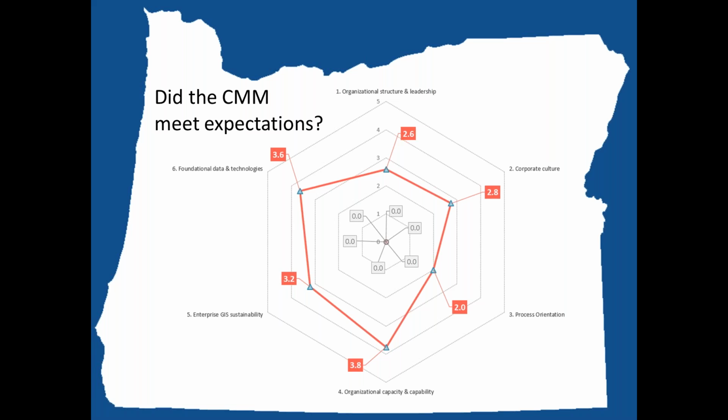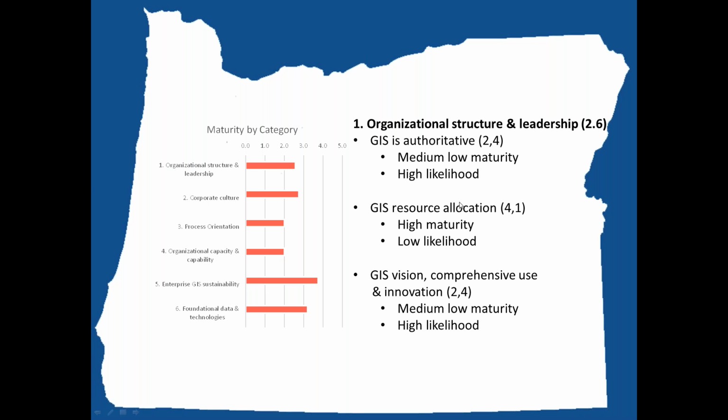And so what I'm going to do is highlight some of the components of each of the major areas in the next slides. Like the first one here, and you'll see it matches on the left with the maturity by category, is GIS is authoritative.